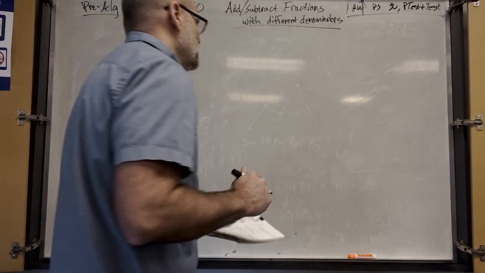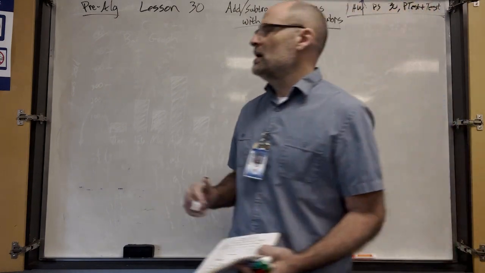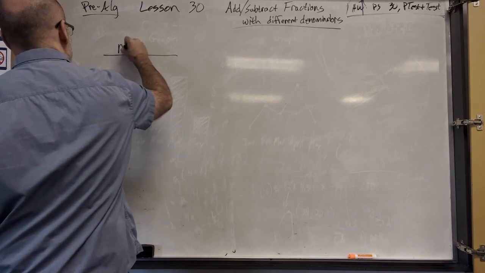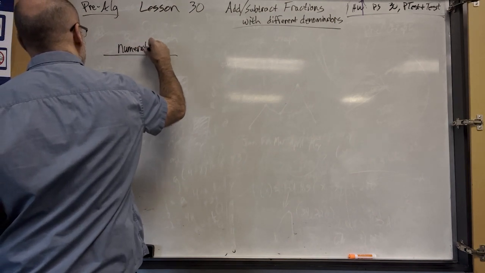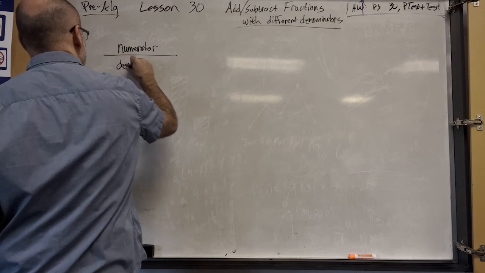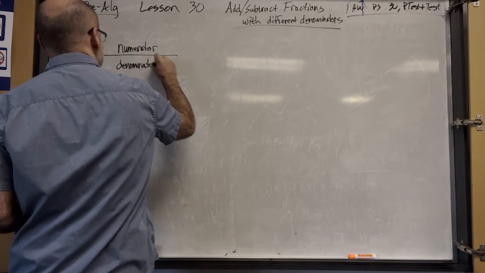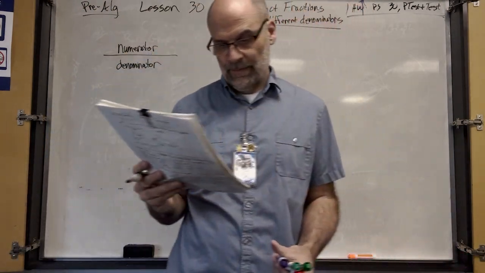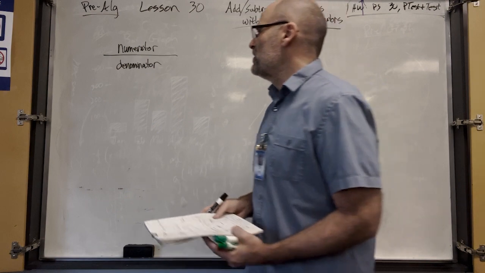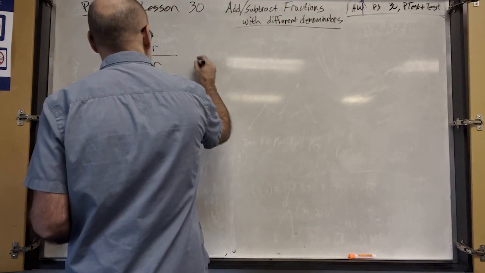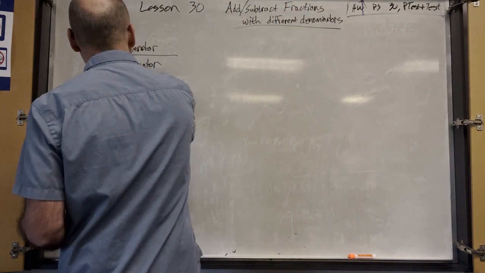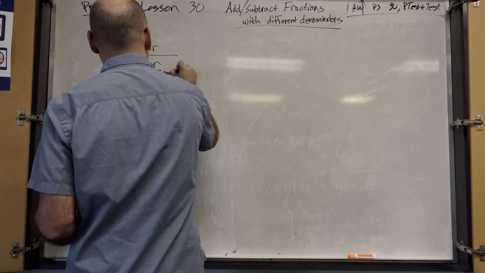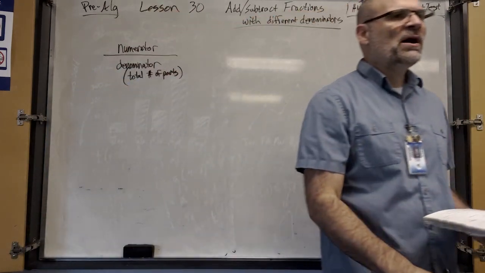Lesson 30, adding and subtracting. So remember, let's go back to the different parts of a fraction. We've got the numerator, right? Numerator's on top. The denominator's on the bottom. Okay, so the denominator is your total number of parts or pieces, right? Total number of parts or pieces.